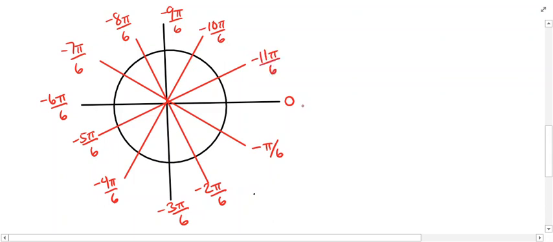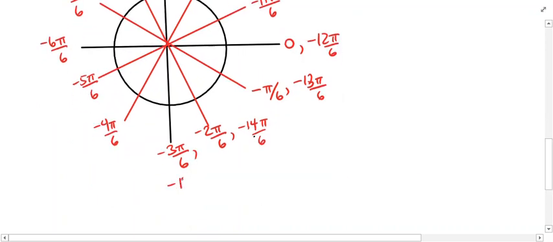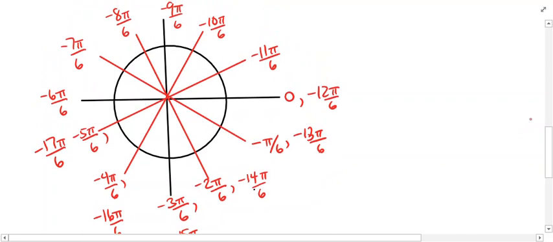negative 12 pi over 6, negative 13 pi over 6, negative 14 pi over 6, negative 15 pi over 6, negative 16 pi over 6, and then finally negative 17 pi over 6. So we have found the angle it's coterminal with. However, it's coterminal with another negative angle.